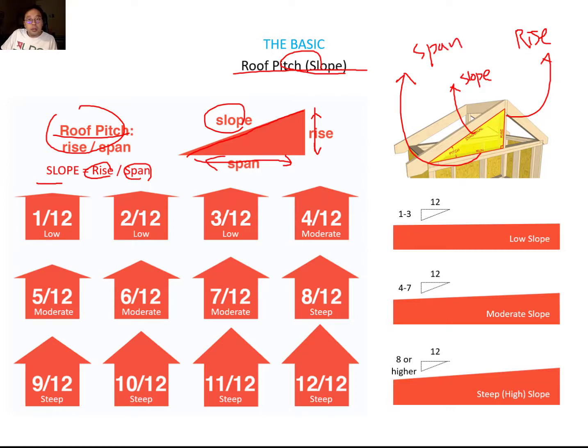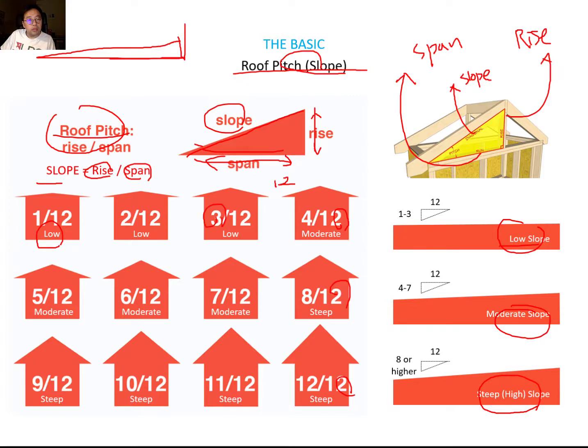So roof slope has three different categories. Number one, low slope, and moderate slope, and high, which is a steep slope. For the low slope, you can consider the span is 12. Everything is fixed at the number 12. And then the low slope is 1, 2, 3, which means when you have a rise of 1 and a span of 12, it can be low slope. It can be up to a rise of 3, and the 12 is fixed. But if the rise is more than 3, which is 4 to 7, it is called a moderate slope.